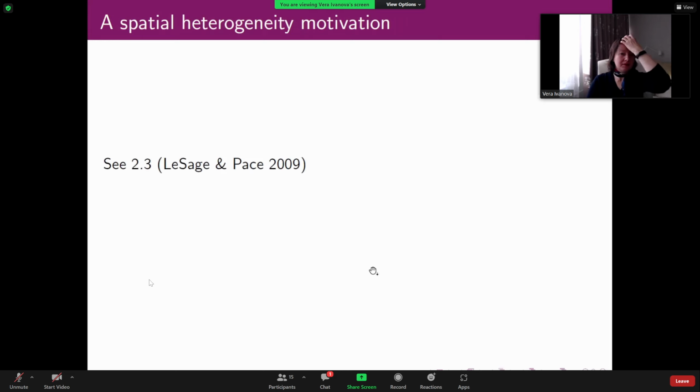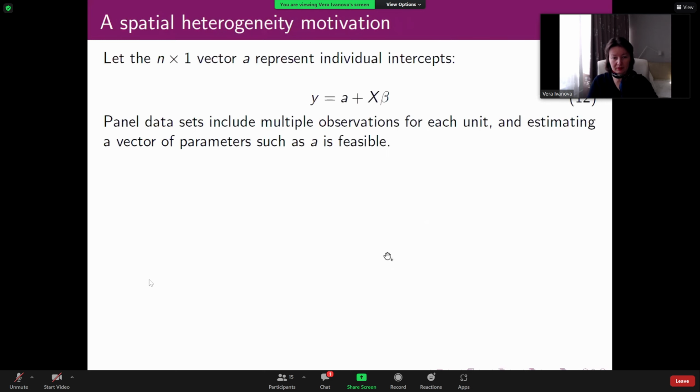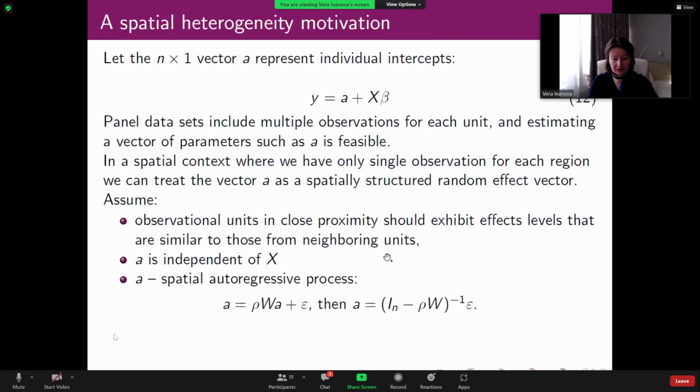Also, you can find different motivations for spatial regressions. Here you can find some links. I will skip this slide.